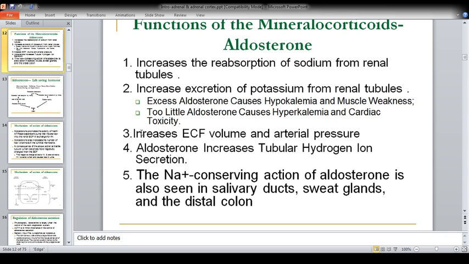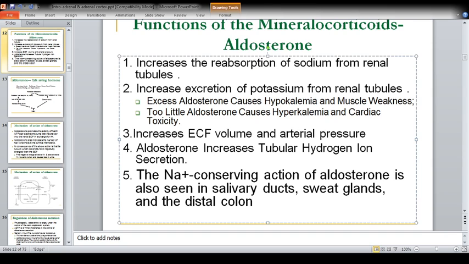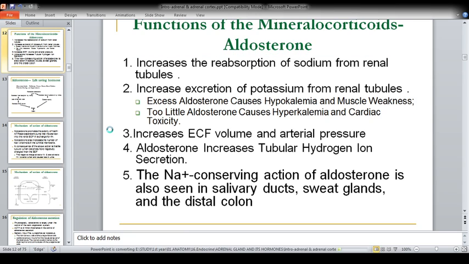It would increase extracellular fluid volume. So it increases extracellular fluid volume and would in turn increase the arterial pressure. So it would have an increasing effect on the blood pressure. It would increase extracellular fluid due to reabsorption of sodium. What would follow it? Increased extracellular fluid, increased blood pressure, arterial pressure. Aldosterone also increases tubular hydrogen ion secretion. So hydrogen ion is secreted more and it makes the blood alkalotic.